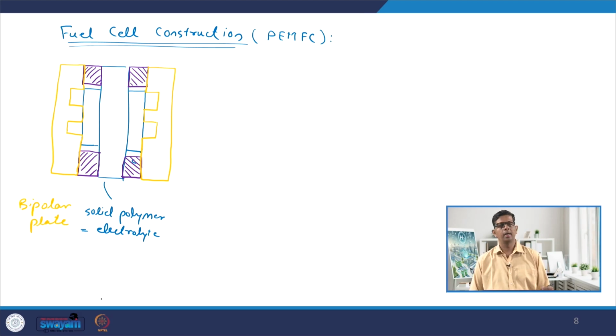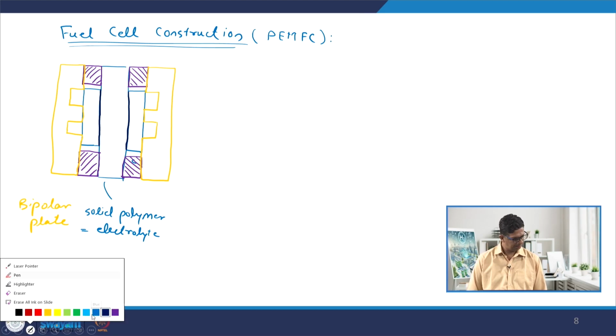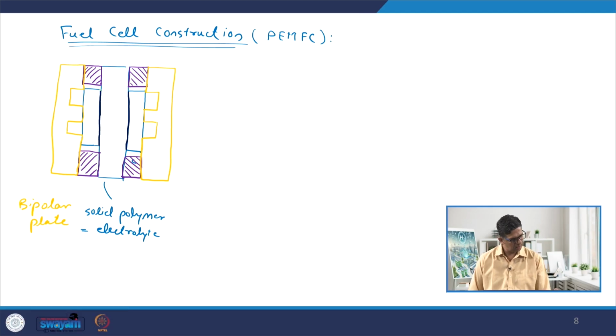The catalyst, which basically takes care of the reactions on both sides, is exactly present at the interface of the electrode and the electrolyte. So, this is where the catalyst layer is present. It's very fine in dispersion, and we can roughly expect a thickness of 10 microns for the catalyst layer. What is supported by it is the gas diffusion layer. So, let me draw the gas diffusion layer in a different color. This is my gas diffusion layer.